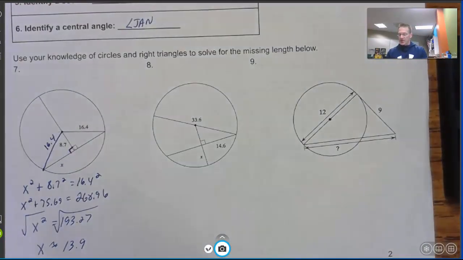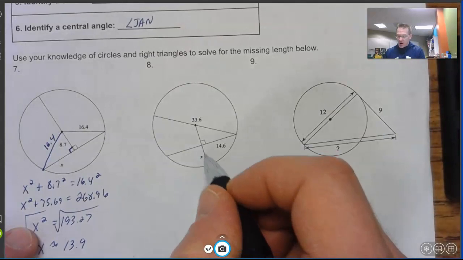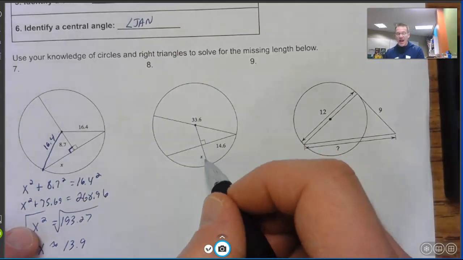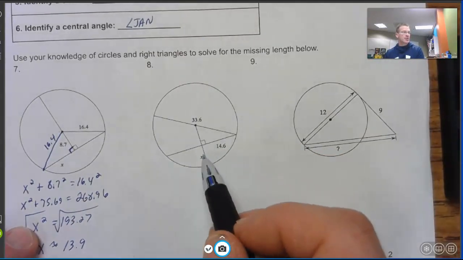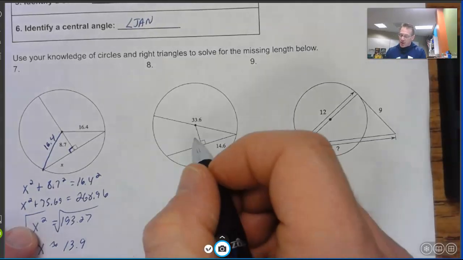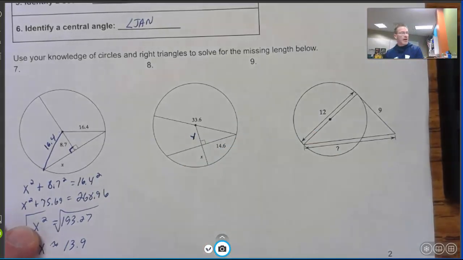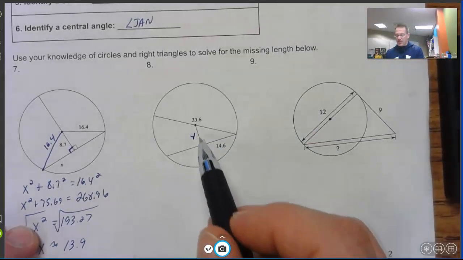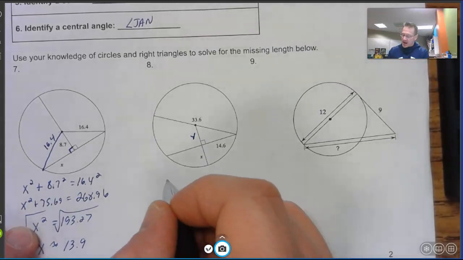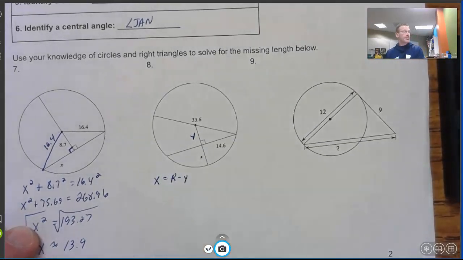Now if you look at number 8, once again you have to kind of piece some things together. When I look at number 8, I want to know x, which is just this piece, which is part of the radius. It's not necessarily half, so don't make that assumption. There's nothing that tells us it's in the middle, but it's definitely a piece. If I know this part, which is y, then I can subtract it from the radius, so x would equal the radius minus y.